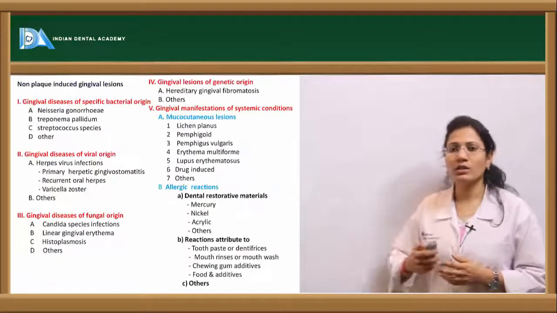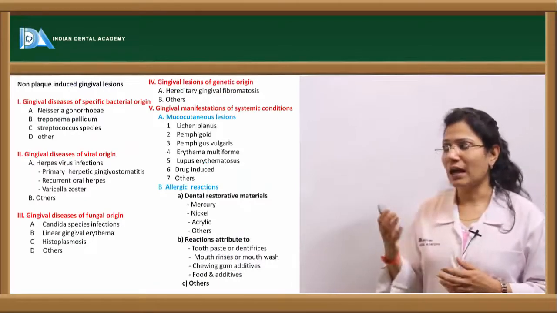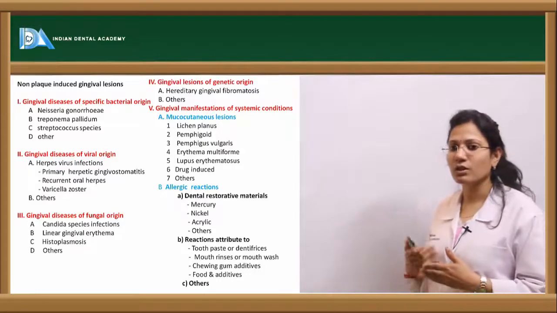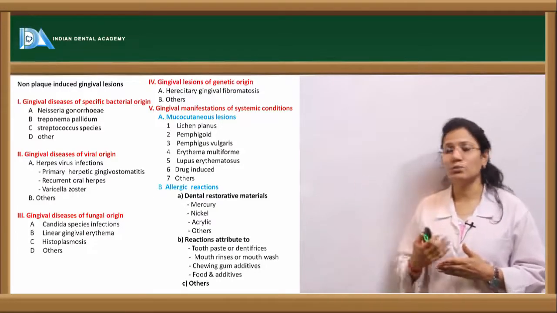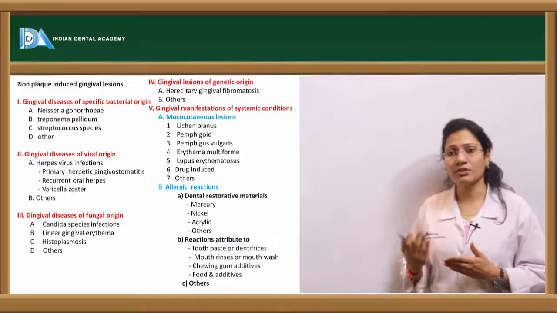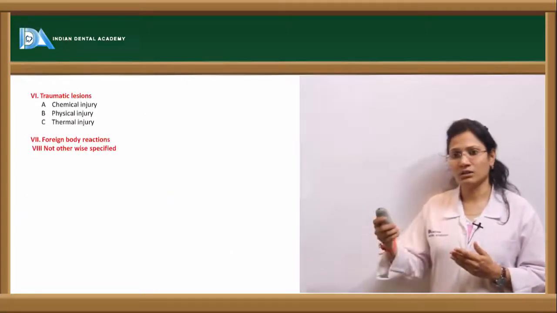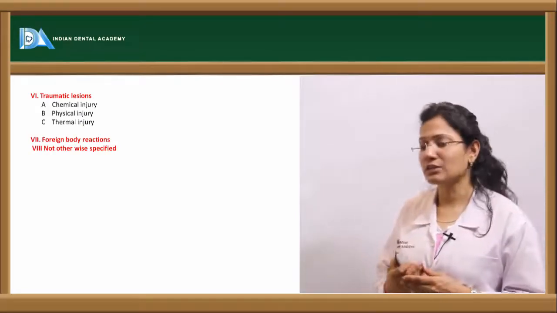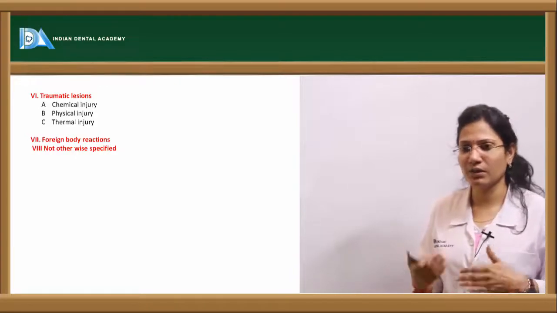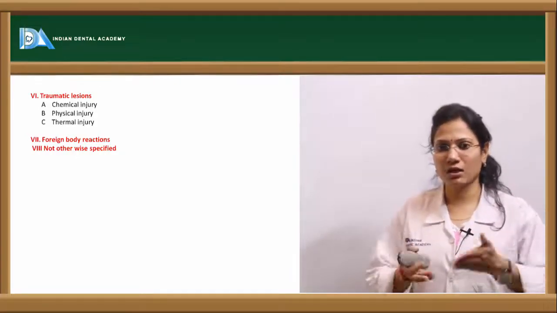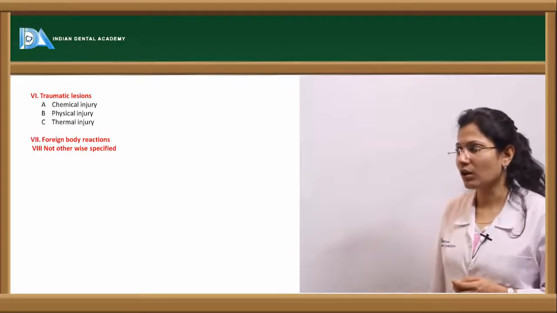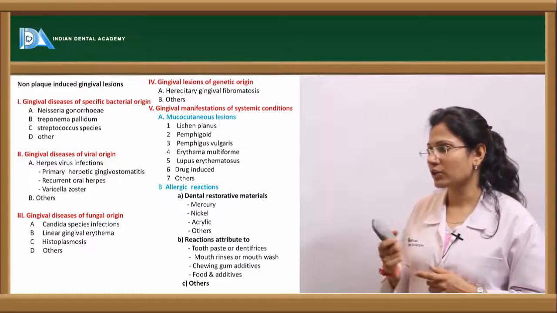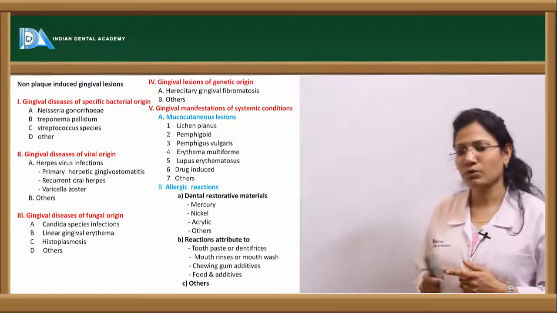And others. Now, what are the non-plaque-induced gingival diseases? You have the ones of specific bacterial origin, the gingival diseases of specific viral origin, the ones of specific fungal origin, the ones of genetic origin, the ones as a manifestation of systemic diseases, and then traumatic lesions, the ones with foreign body reactions, and the ones not otherwise specified. The lesions which occur but you can't categorize into anything else, you put under not otherwise specified. If you see the ones of bacterial origin, these are organisms like Neisseria gonorrhoeae, Treponema pallidum, Streptococcus species, and others.